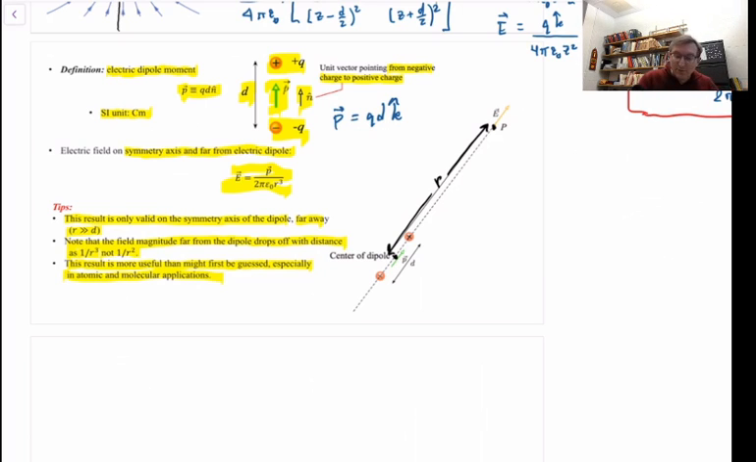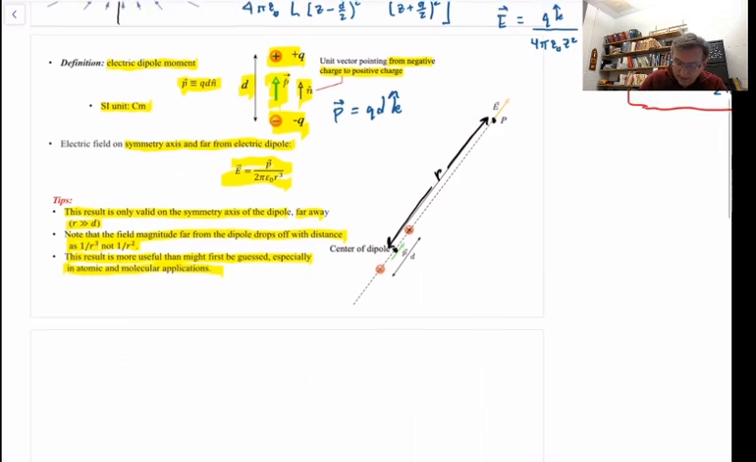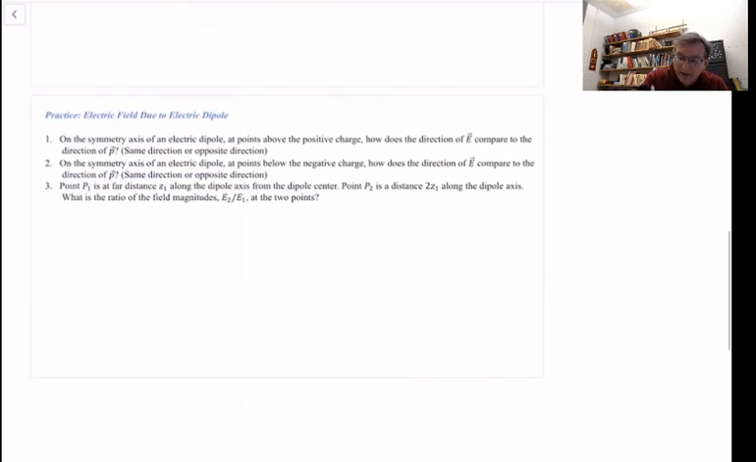All right, so the last thing I'm going to do here is give you a class engagement exercise to do on Blackboard, with some practice thinking about the electric field of an electric dipole. Okay, so this practice is all about the electric dipole and looking at the electric field on the symmetry axis.